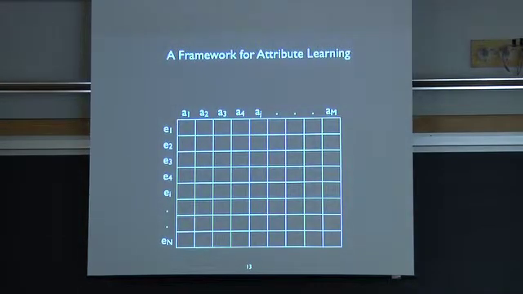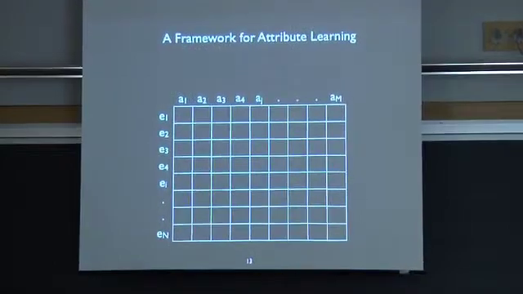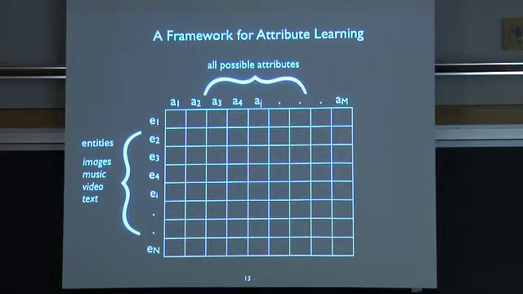So in this framework for attribute learning, what we're trying to do is actually learn a huge matrix, where the entities are the rows of the matrix. These can be images, music, video, and text. And the columns you can think of as all the attributes in the world. And the cell of the matrix is the value of the attribute for a particular attribute and for a particular entity.